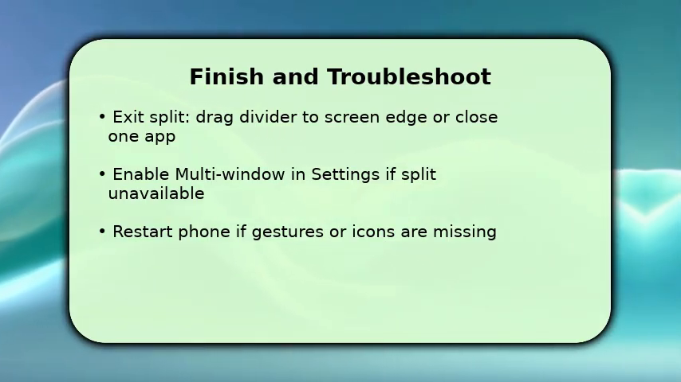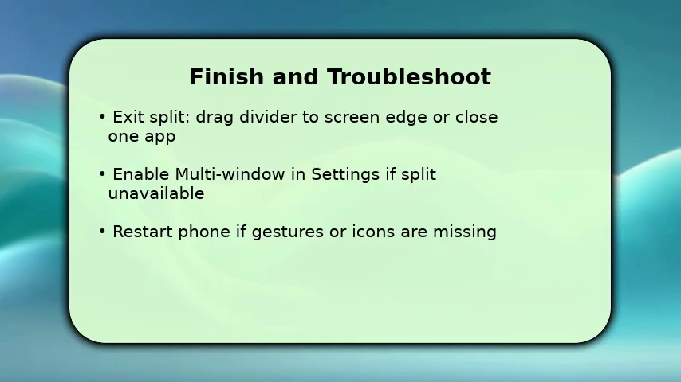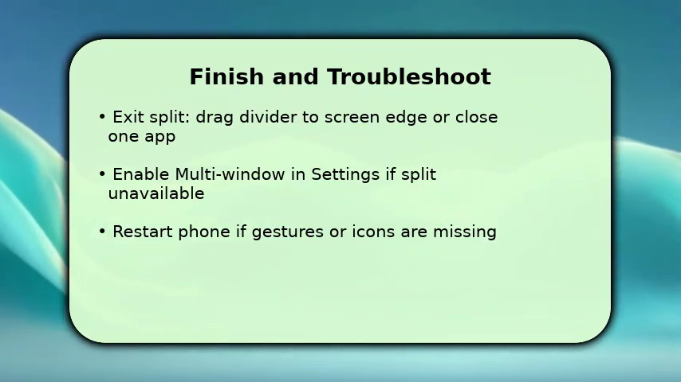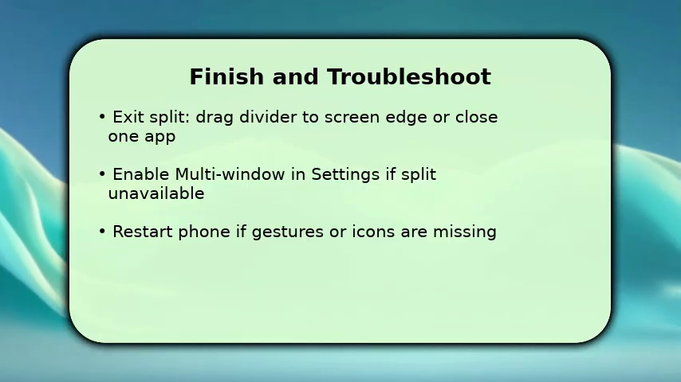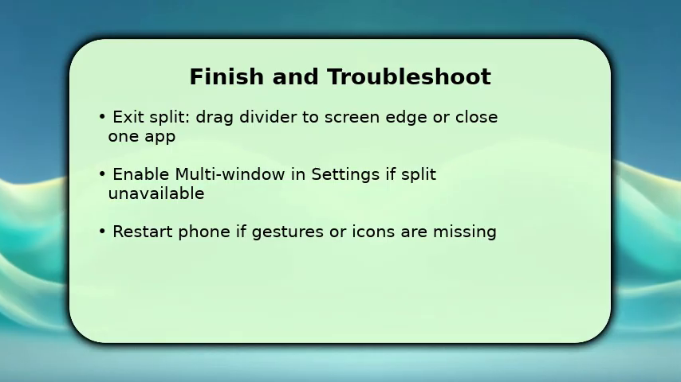If split screen isn't available, go to Settings, Convenience Tools, or Multi-Screen and enable multi-window features, because some phones require that toggle. If the split icon or gesture is missing, restart the phone and check for updates. One key tip: if an app explicitly blocks split mode, try a compatible alternative or use a floating window instead.